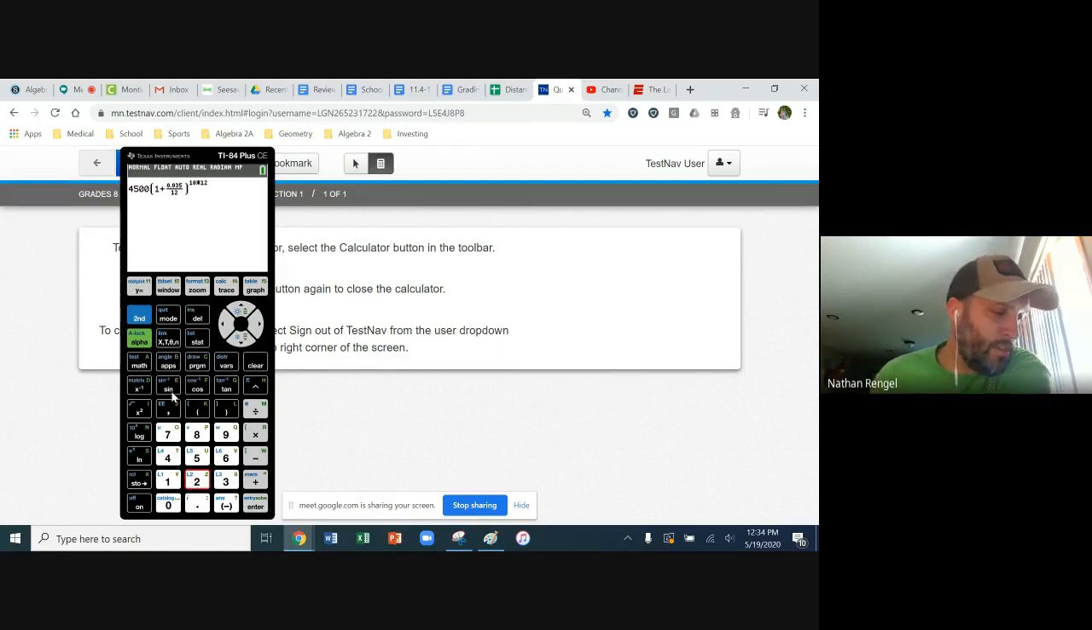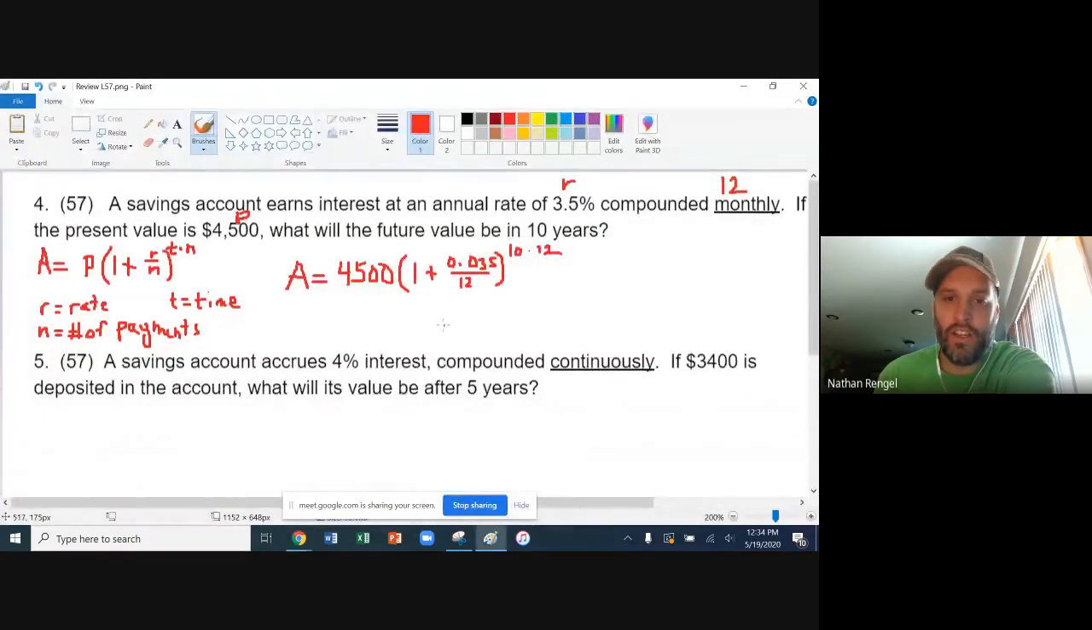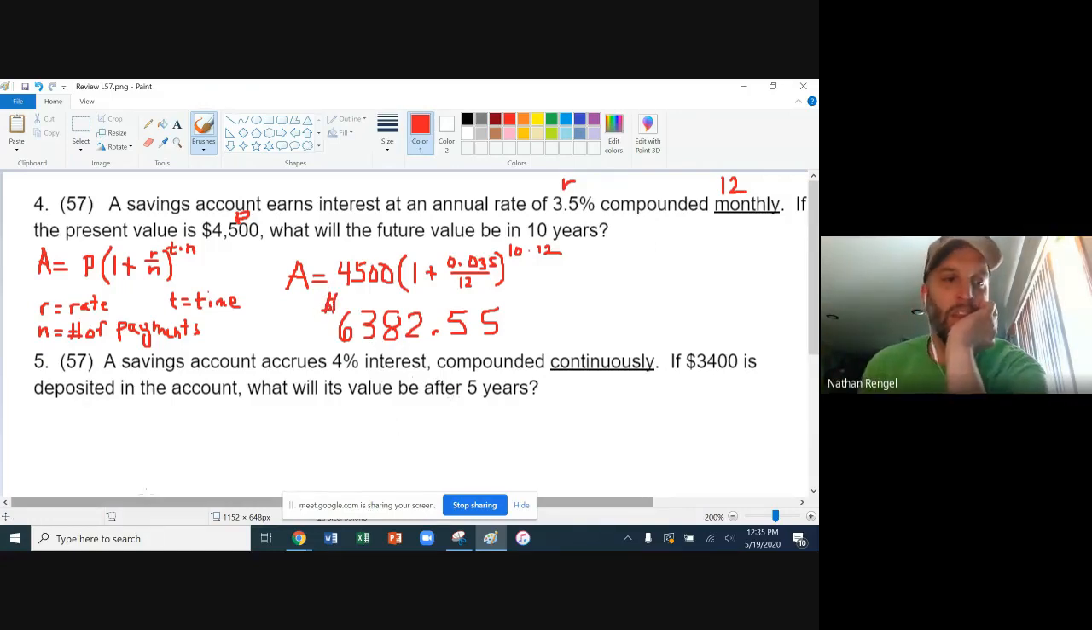So at this point, if you need to, you can always rewind if you're watching the video, or you can pause it to make sure yours looks like this. Now we'll hit enter, and our result is $6,382.55. And you may be wondering, well, what do I round to on these? Well, money is always rounded to the nearest hundredth. So 2 decimal places to represent dimes, and then pennies.